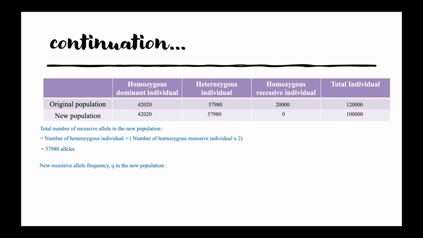From here, we can find the new recessive allele frequency q for the new population. To do this, we simply divide the total number of recessive alleles in the new population by the total number of alleles in the new population. In this case, 57,980 divided by 200,000, giving us the value of 0.2899.